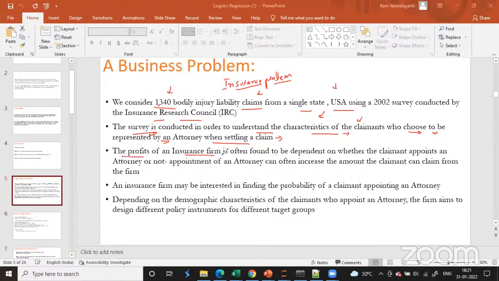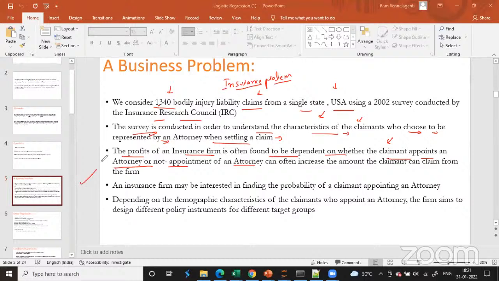Because the profits of an insurance firm are found to be dependent on whether the claimant is going to consult a lawyer or not. So if that claimant is going to hire a lawyer or consult a lawyer, it can impact the profits of an insurance company. So the insurance company wants to understand who are those customers, who are those claimants who are going to consult a lawyer.